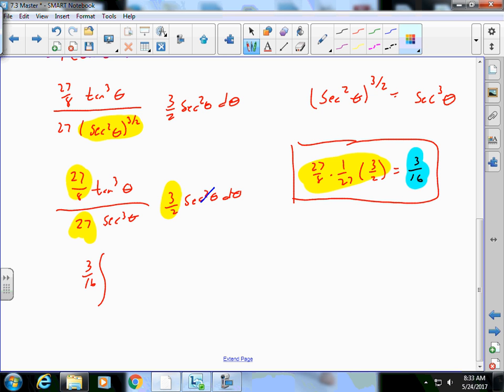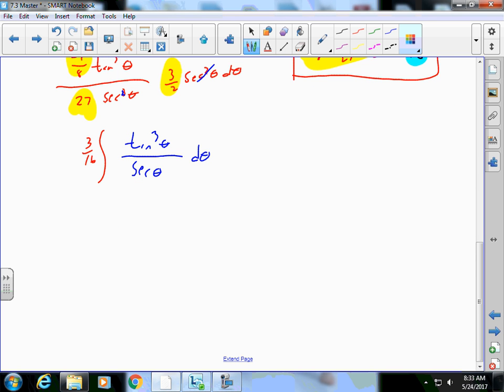If I have a secant squared theta and secant cubed, this goes away. So I really have a tangent cubed theta over secant theta d theta. And then I can rewrite all this. I can't integrate the way it is, so I'm going to rewrite this in terms of sines and cosines. So I still have a 3/16. Instead of tangent cubed theta, I have a sine cubed theta over cosine cubed theta. Instead of a 1 over secant theta, that's just times a cosine theta d theta.